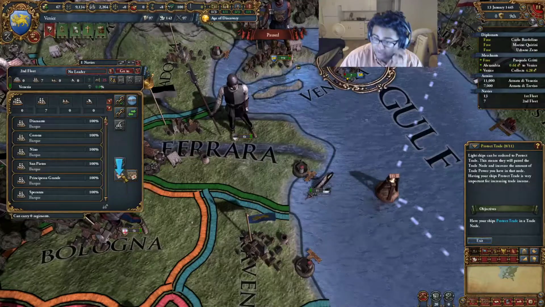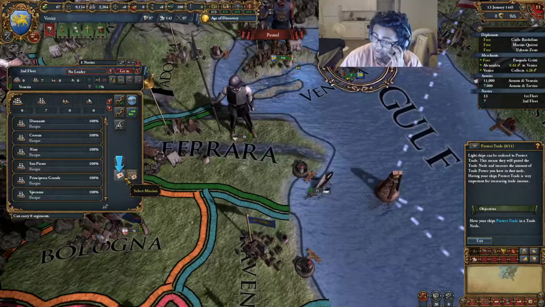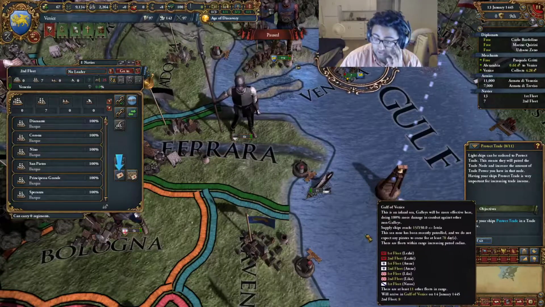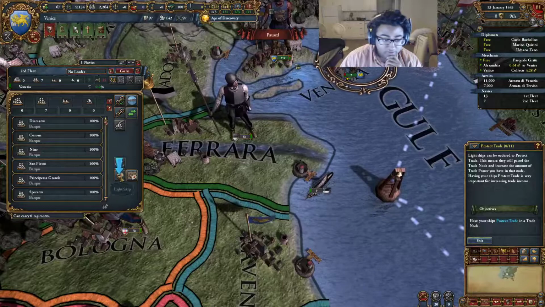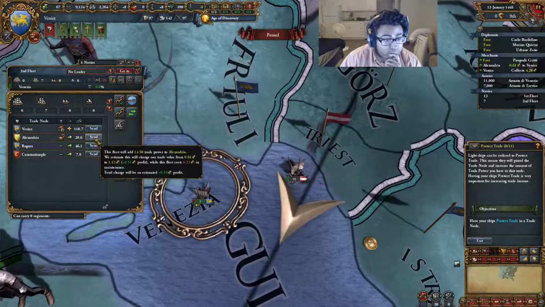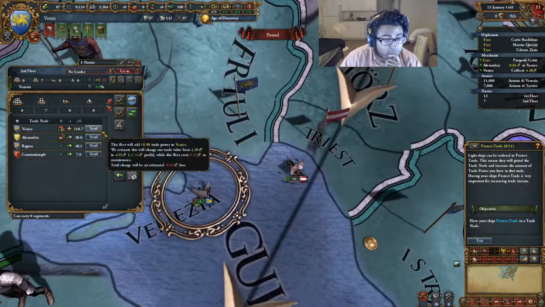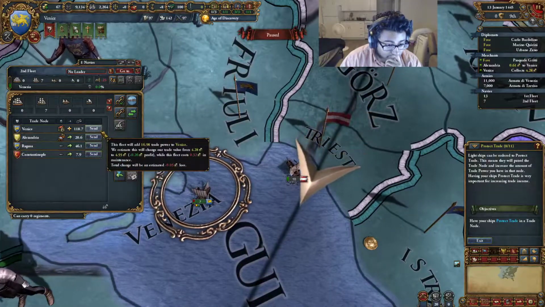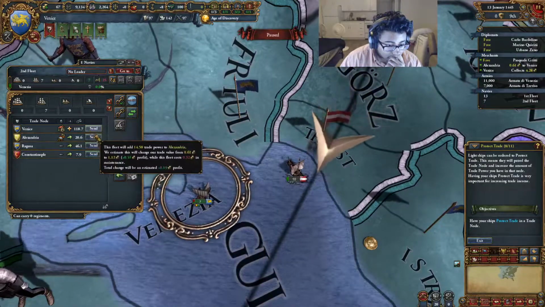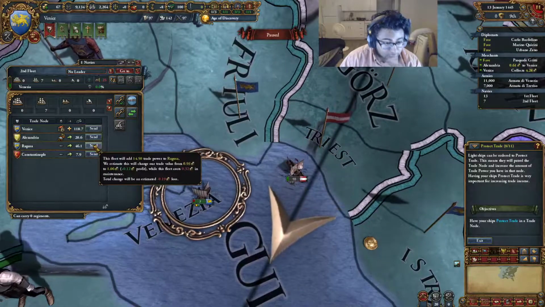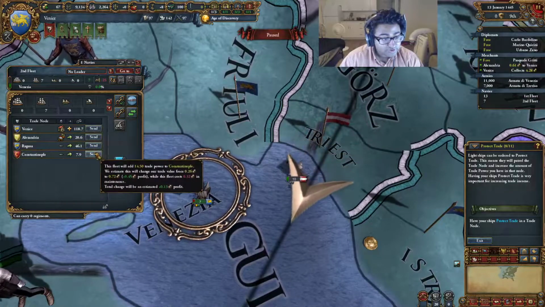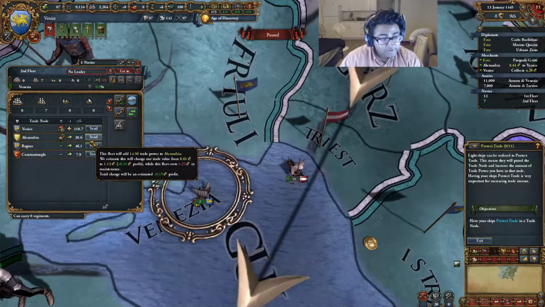Light ships can be ordered to protect trade. This means they will patrol the trade node and increase the amount of trade power you have in that node. Having your ships protect trade is very important for increasing trade income. So you can see here, it costs 0.32 maintenance. So the only ports where this will be of value are Constantinople and Alexandria.